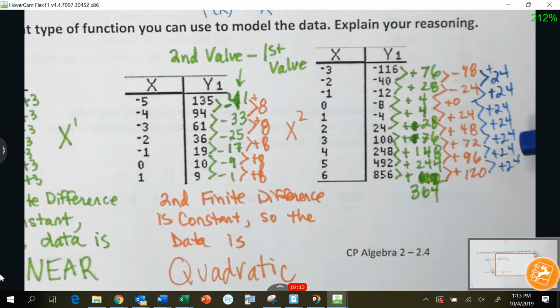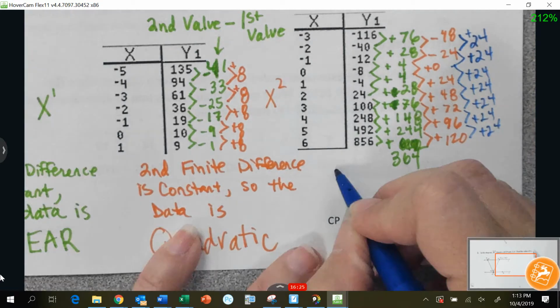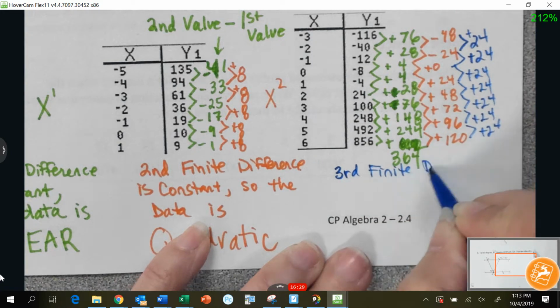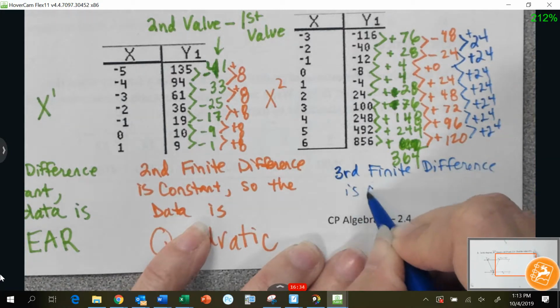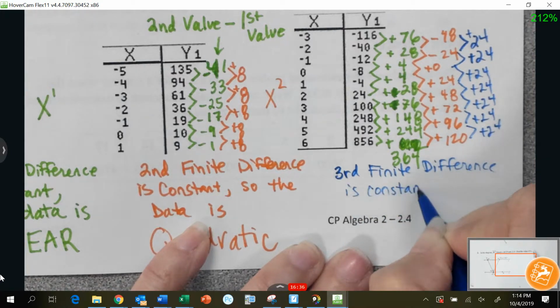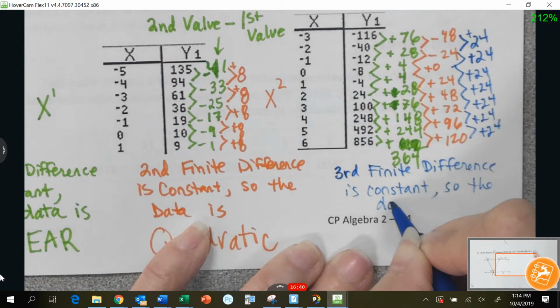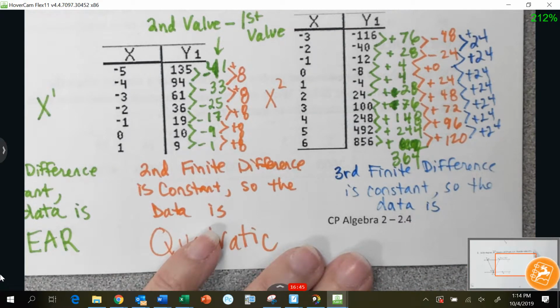So I went and I found my differences. All of them are getting bigger and bigger and bigger, so I put pluses for all of them, and they're all 24. So what does that tell me about this stuff? Third finite difference is constant. So the data is, does anybody know that answer?